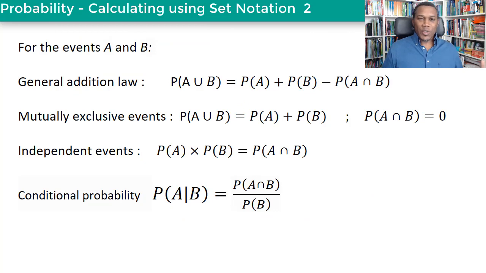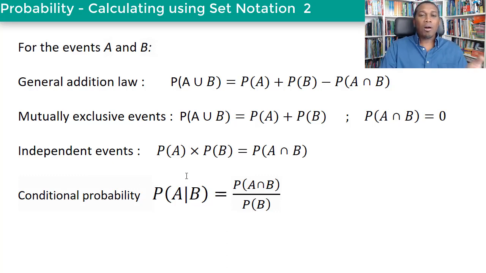So as we draw to a close on our work on set notation, this is your one-pager. The general addition law for probability: the probability of A union B is the probability of A plus the probability of B, take away the probability of A intersection B. For mutually exclusive events, A intersection B is 0. So when finding the union, you just add the probability of A and the probability of B. Mutually exclusive events are represented by the sets being disjoint. In other words, they do not overlap. They're separate circles.